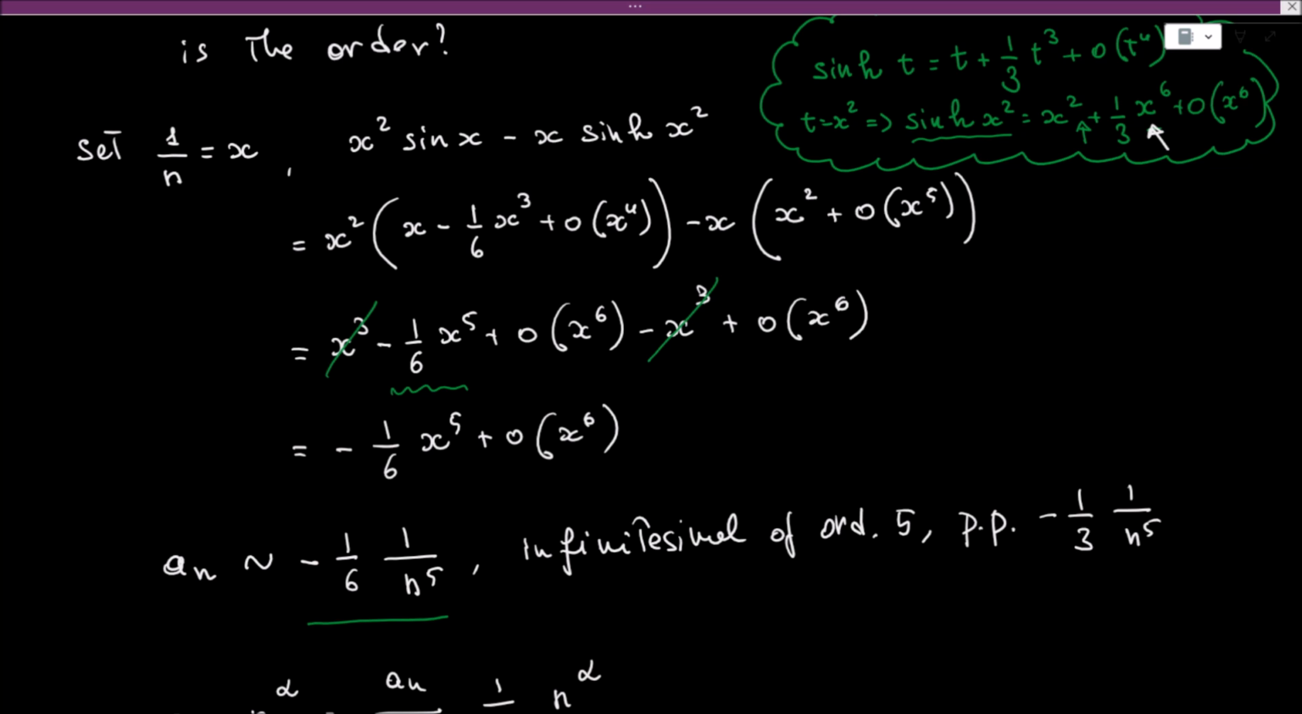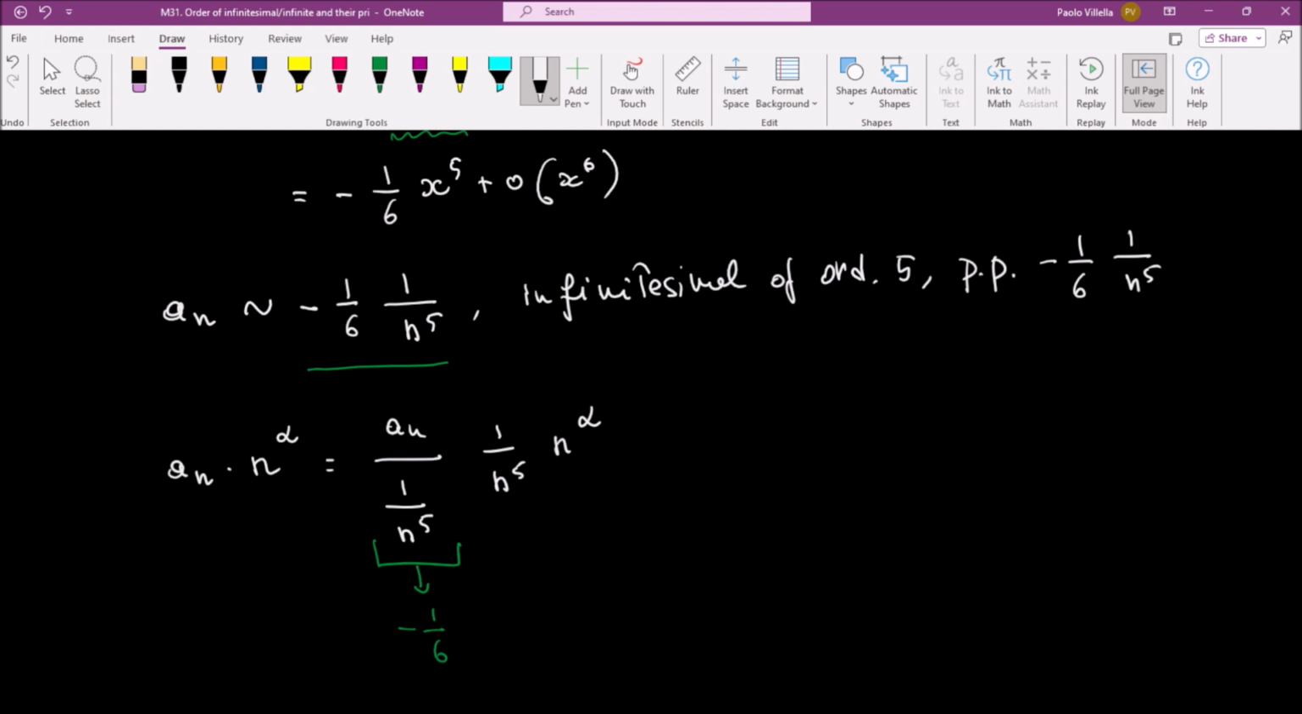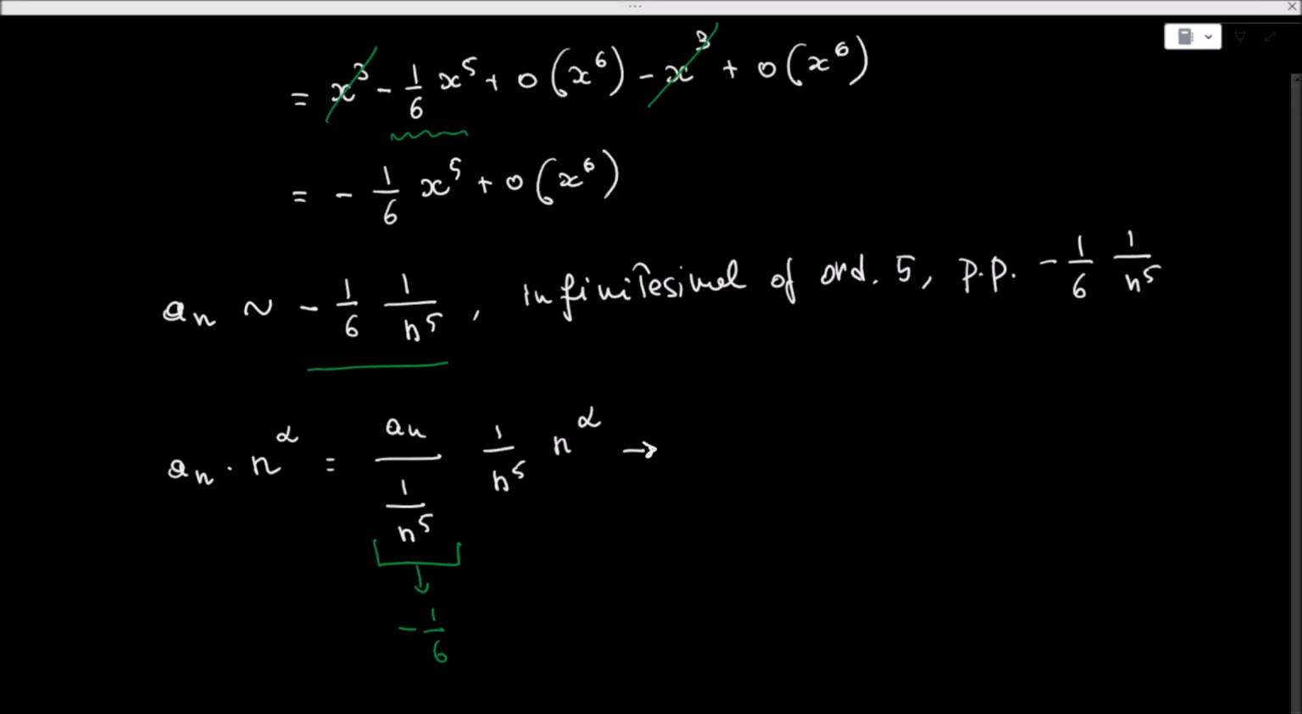So finally, we can say that this new sequence, an times n raised to the alpha, will tend to minus 1 over 6 times n to the alpha minus 5. So depending on the value of alpha, we can see what is the behavior of the sequence.